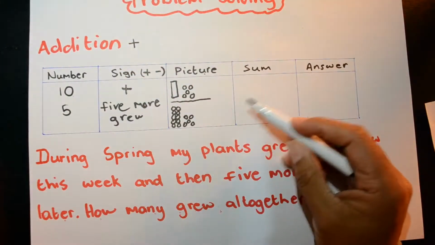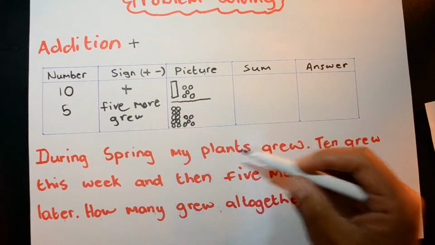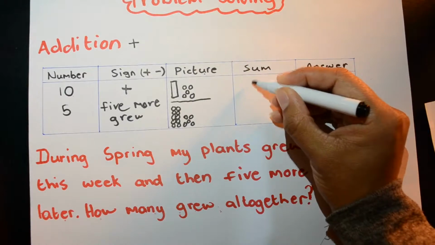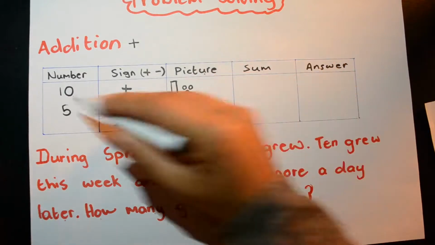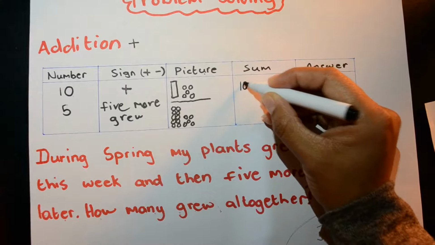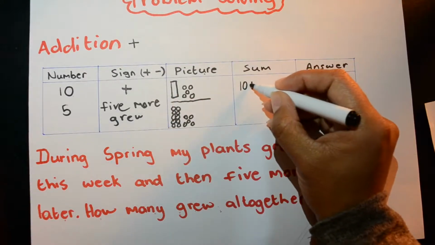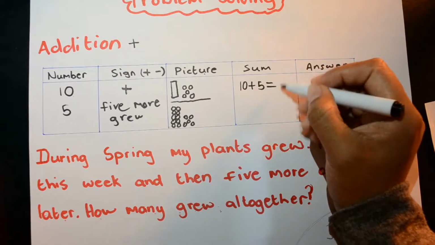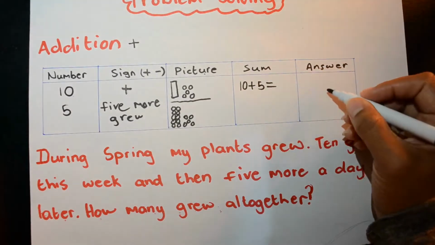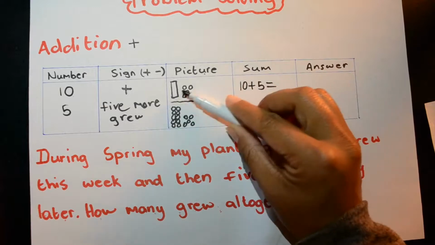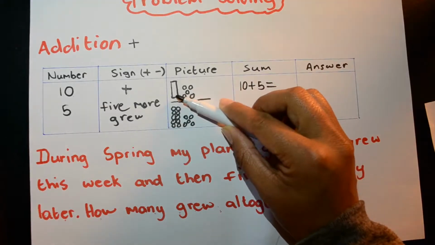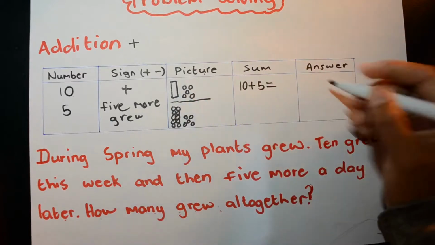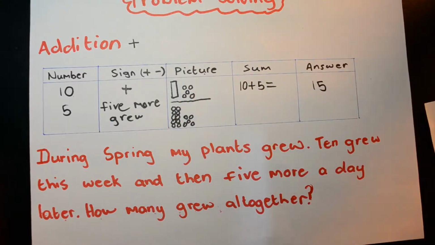So then I come next to my sum. So what do I need to do? Remember, it's a plus sum, so it will be a plus in there. So the first number is 10 because I had 10, and then plus, so I added, or I put 5 more, is equal to. Don't put your answer yet, the answer will come here. So 10 plus 5, so you're going to go there and say 10, 11, 12, 13, 14, 15, and that is my answer.